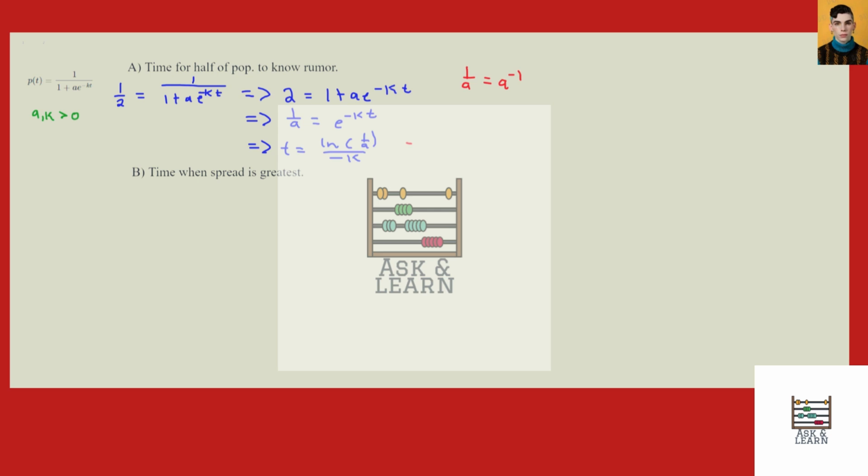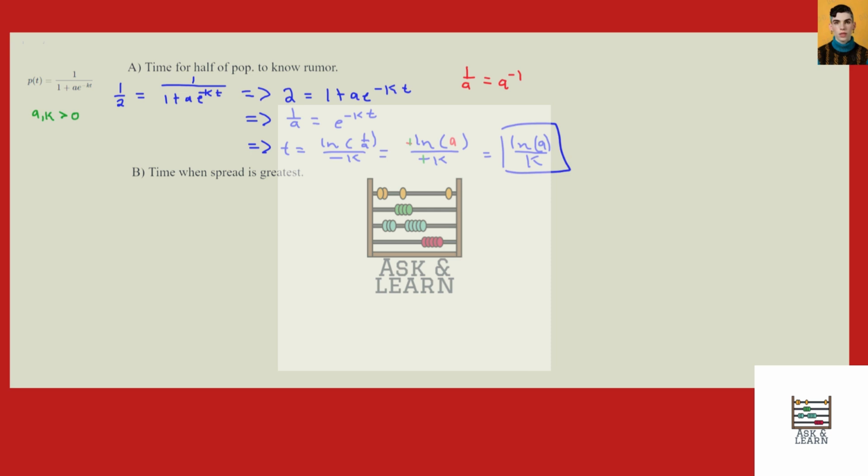So we'd get negative natural log of a all over negative k. Well, these negatives here will cancel out. And we'll get that the natural log of a over k will be when half of the population will know.